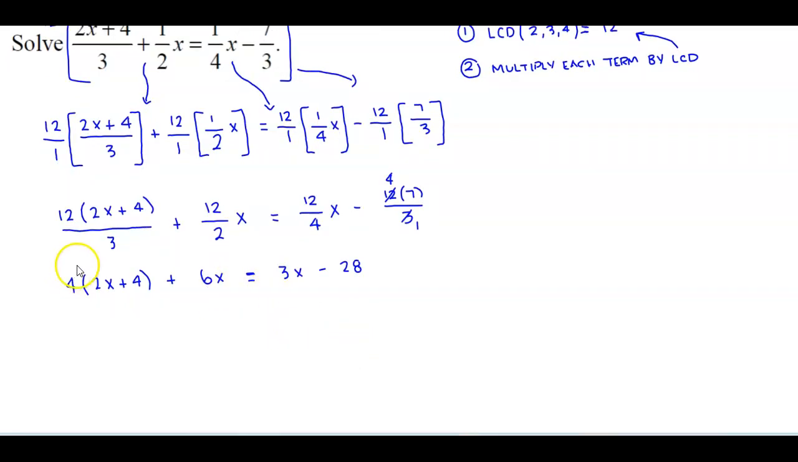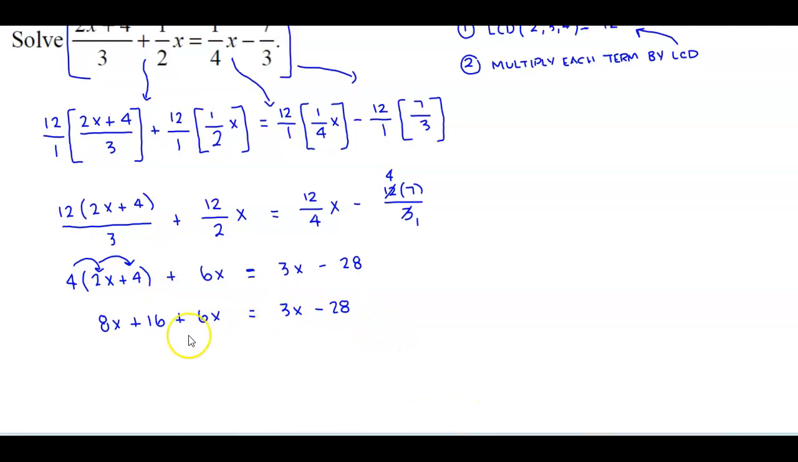So we're going to distribute the 4 to both of these two terms. 4 times 2x is 8x. 4 times 4 is going to give us 16 plus 6x. And that's going to equal 3x minus 28, since we do not have any terms to combine on the right side of the equation.